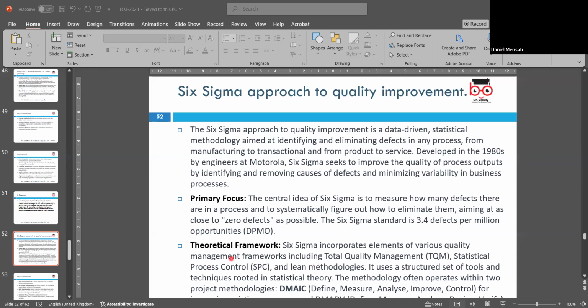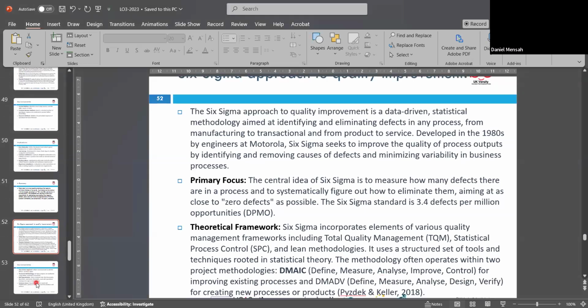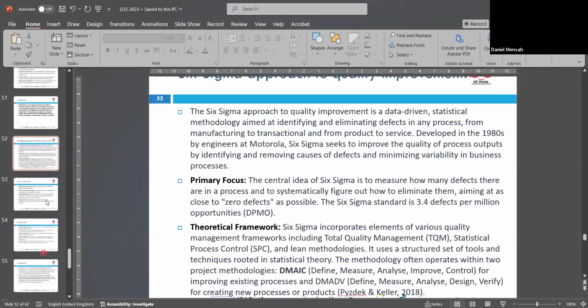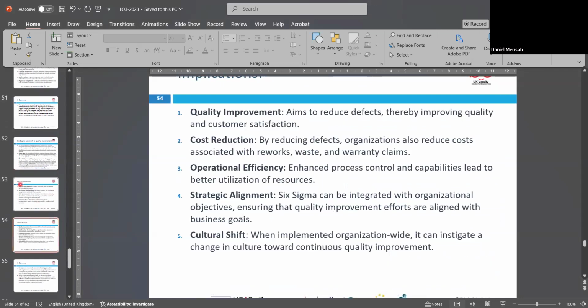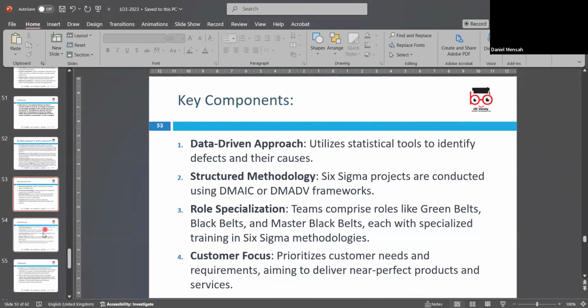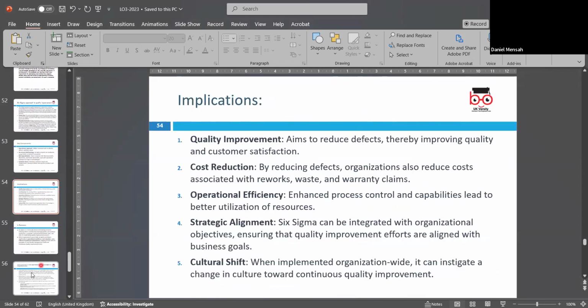Then they utilize another framework called define, measure, analyze, design, and verify. So this is for the new system. Both approaches have to bring efficiency in their processes and error-free or defect-free processes. So it is also leading toward quality improvement and total quality. Okay, so these are the key contributions and implications of this part.